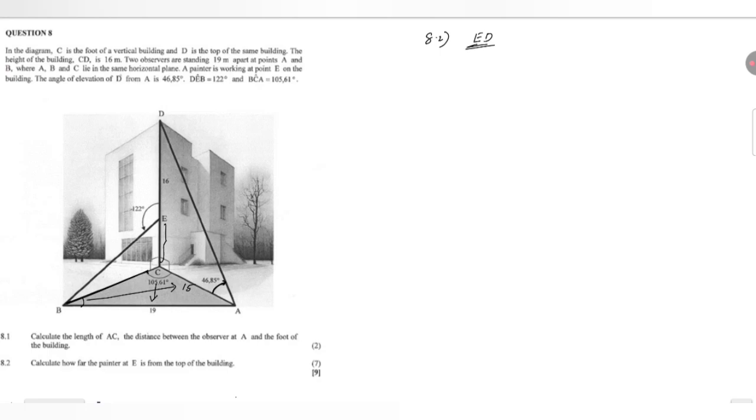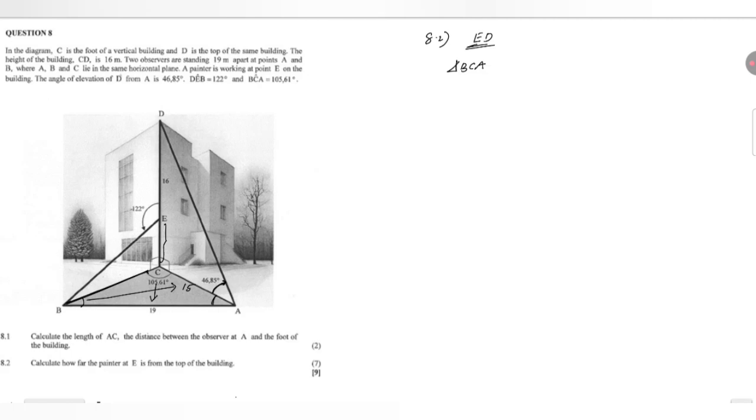Let me make the angle B available. If I know B, I can find A. If I know A, I can find BC. Isn't it? Okay, that's my plan. So I'm starting from the triangle BCA. Triangle BCA, that is the bottom one, BCA. So let me find out what is angle B first.